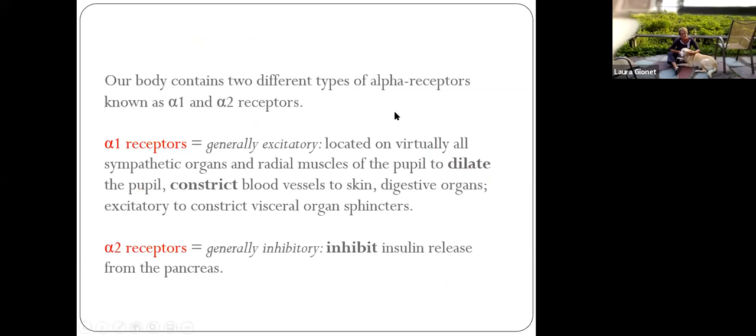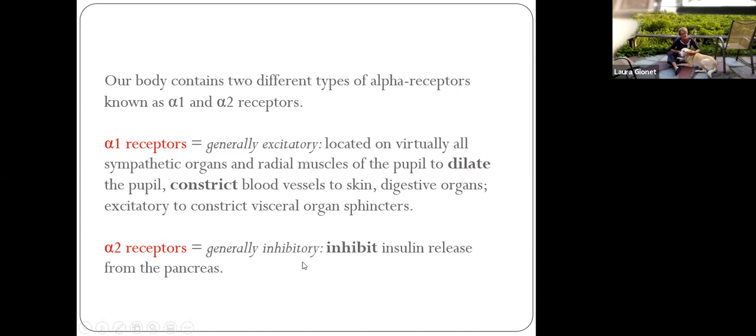So our body contains two different types of alpha receptors, known as alpha 1s and alpha 2s. Alpha 1 receptors are generally excitatory, as are beta 1s. But we're going to now just look at the alphas and look at the betas and then put them together. They're located on virtually all sympathetic organs and the radial muscles of the pupil. When stimulated, the radial muscles will contract and dilate the pupil and open that up. It will constrict blood vessels to the skin and digestive organs. That's how we're going to cut down on the blood flow there. And they're excitatory to constrict visceral organ sphincters. So what does that mean? It means that the sphincters at certain areas of the digestive system and the urinary system will constrict, and so you don't allow fluid or material to pass through.